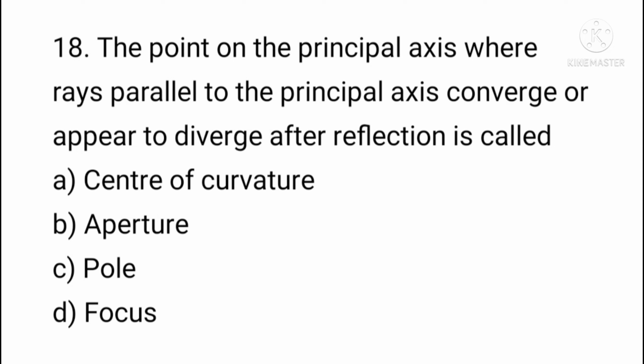Question number 18. The point on the principal axis where rays parallel to the principal axis converge or appear to diverge after reflection is called: option A, center of curvature; B, aperture; C, pole; D, focus. The correct answer is option D, focus.